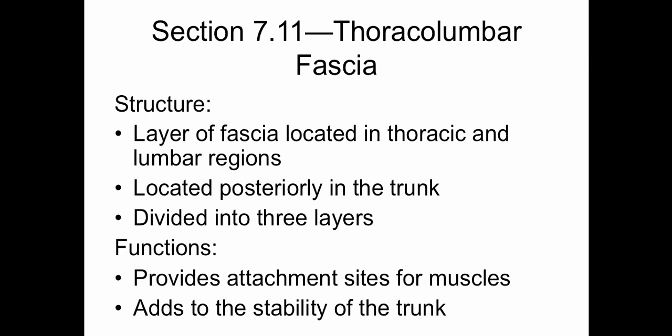The thoracolumbar fascia provides attachment sites for muscles and adds stability to the trunk. The thoracolumbar fascia is especially well developed in the lumbar region, where it is divided into three layers. These layers are the anterior layer, the middle layer, and the deep layer.